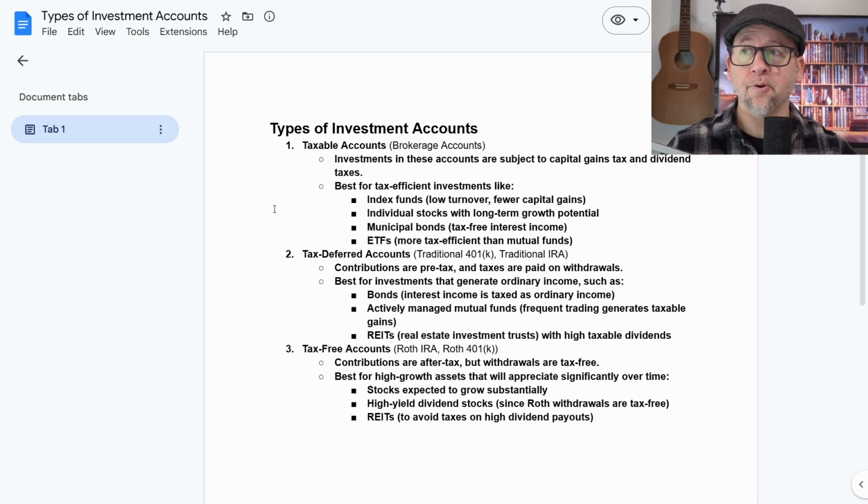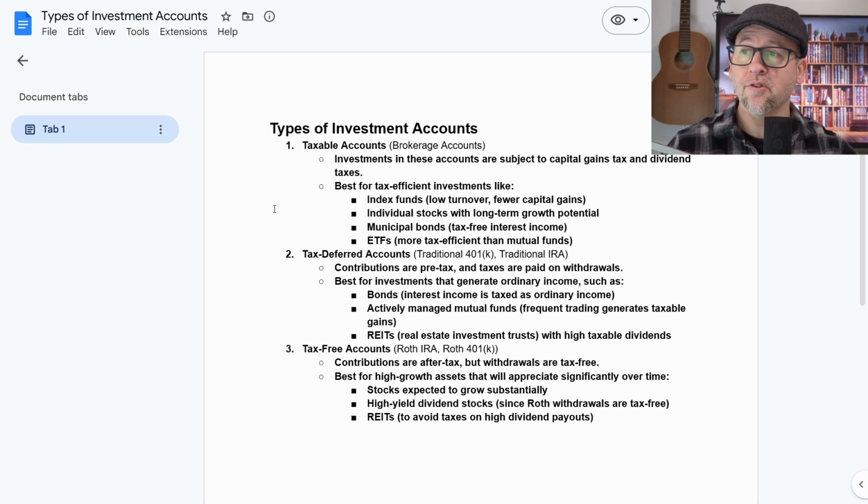They are better for tax efficient investments like index funds, which are low turnover and few capital gains, individual stocks with long-term capital growth, municipal bonds, tax-free interest income, and ETFs, which are more tax efficient than mutual funds.